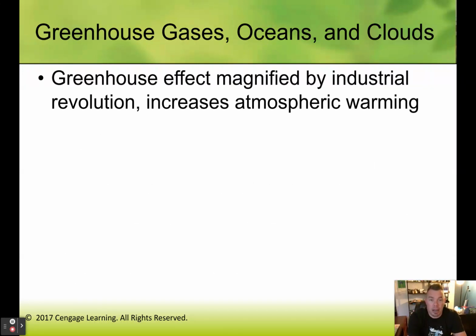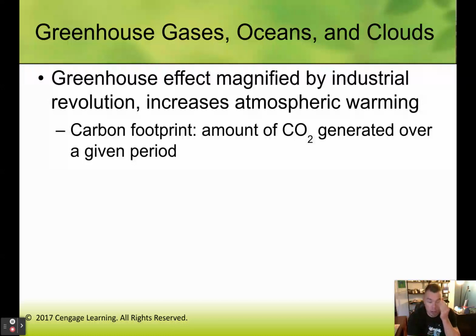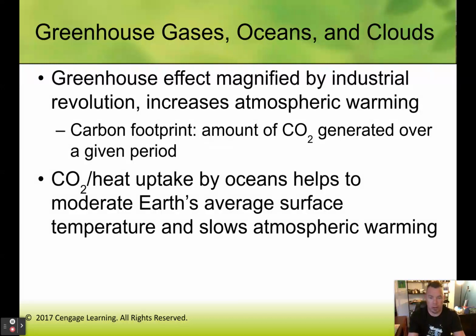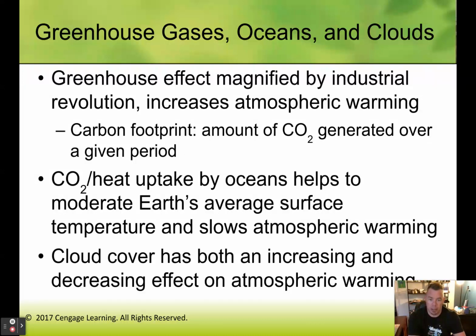All right, greenhouse effect. This is magnified by the Industrial Revolution, which is basically when we started burning fossil fuels. The carbon footprint that we have, that's the amount of CO2 generated over a given period. So I can have a carbon footprint, you can have a carbon footprint, we can have a Lakewood or a University Place or a Washington or a United States carbon footprint, all the different things. Now, the CO2 and the heat that is absorbed by the ocean is honestly saving us. That is the big sink of all the different CO2 and warmth that we're basically putting out.